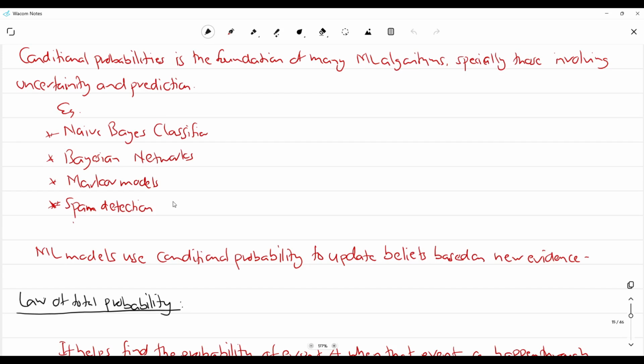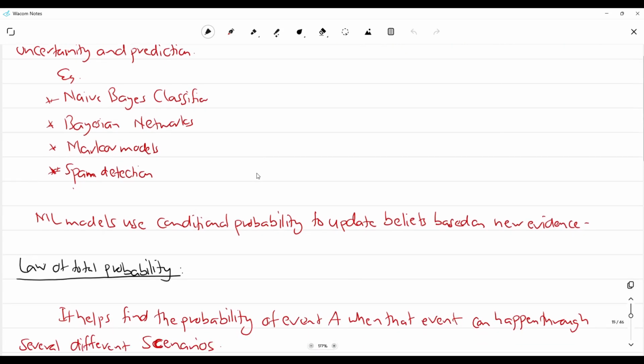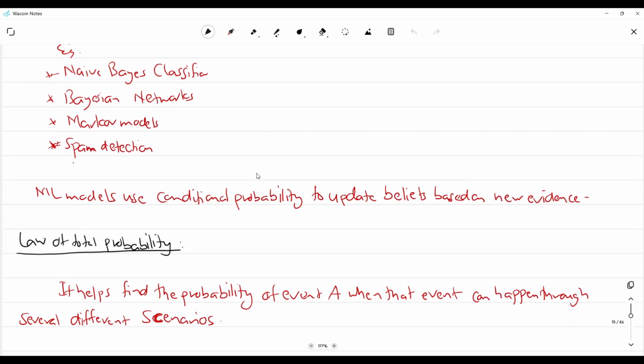This concept is foundational for machine learning, especially when dealing with uncertainties and classification problems. Algorithms like Naive-Bayes, spam filtering, recommendation systems and Bayesian inference, they're all dependent on conditional probability, meaning they all rely on it to update beliefs when new evidence arrives. For example, what is the probability that a particular email is spam given it contains the word free? This is exactly what conditional probability is.